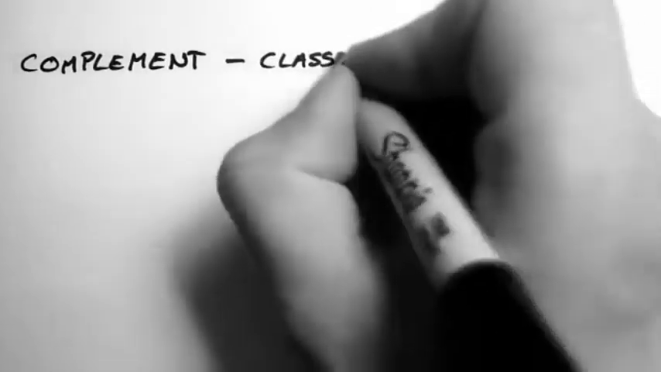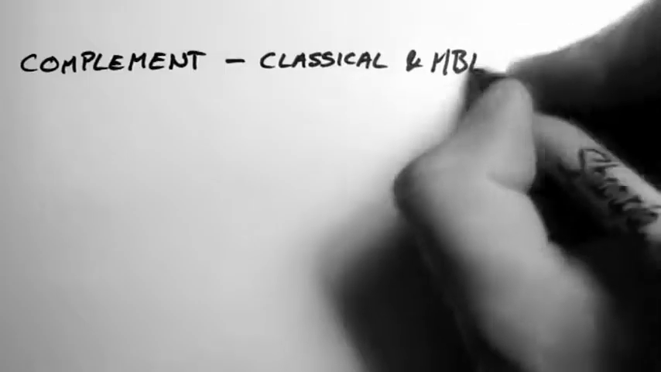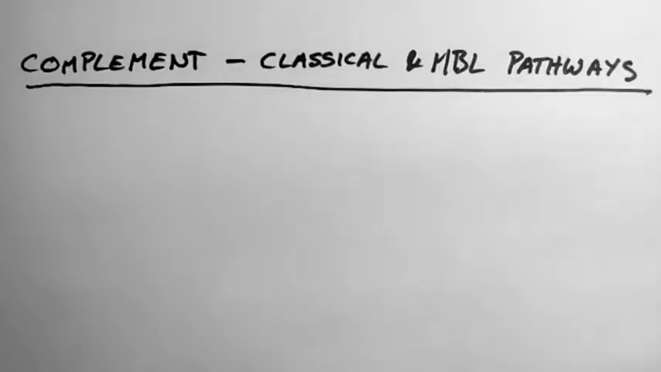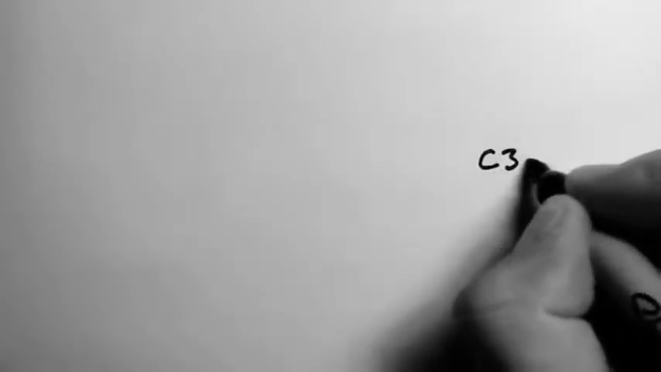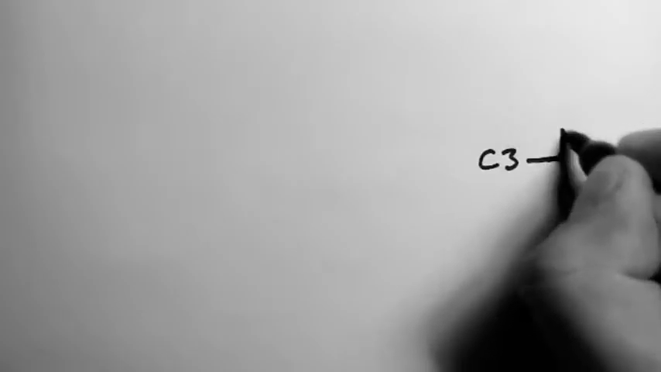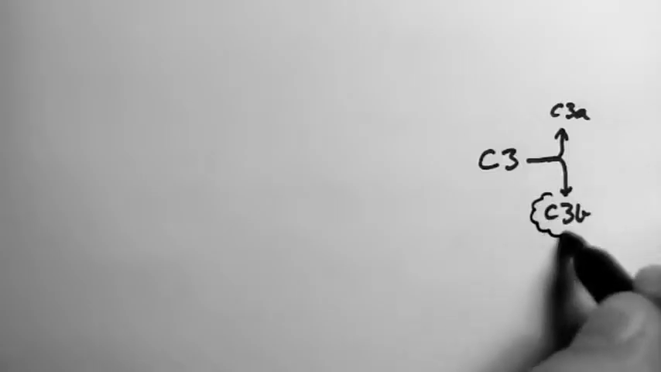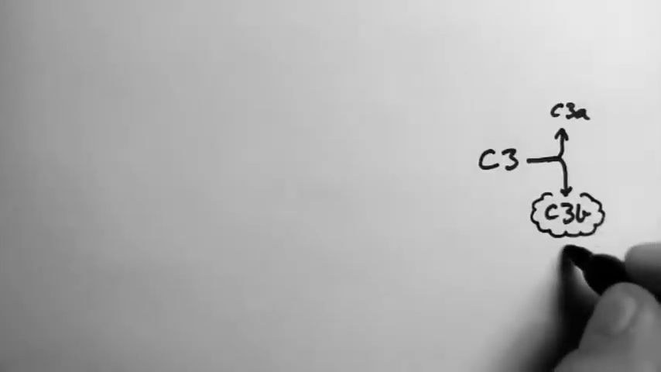In this video, I'm going to talk about complement, and in particular, I'm going to talk about the classical and mannose-binding lectin pathways of the complement system. Now, as I've discussed in previous videos, the complement system is all based around this molecule, C3, and its conversion into C3a and C3b. C3b is a particularly important one because it's the one that continues on to form the membrane attack complex.